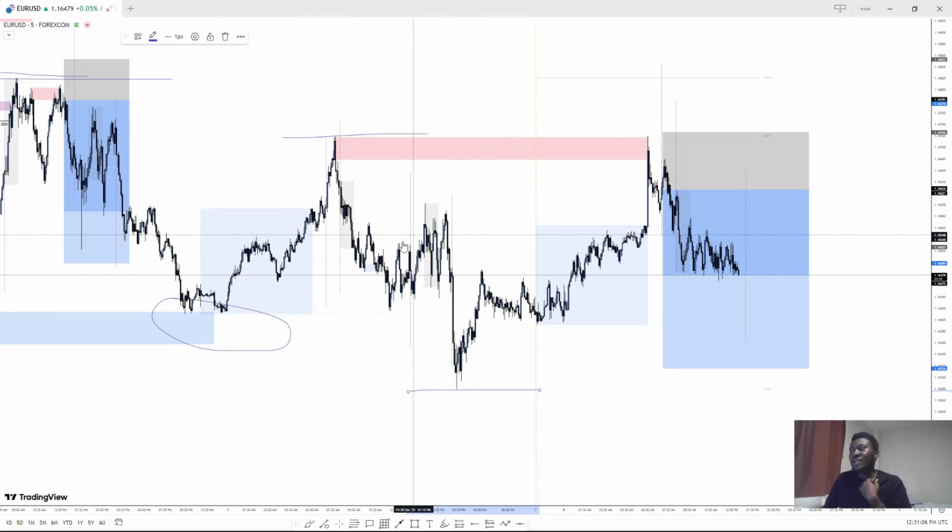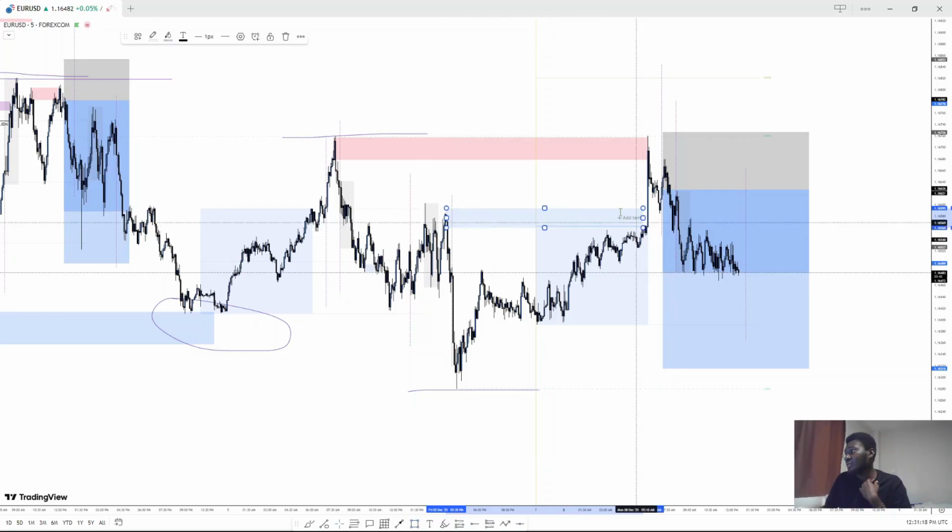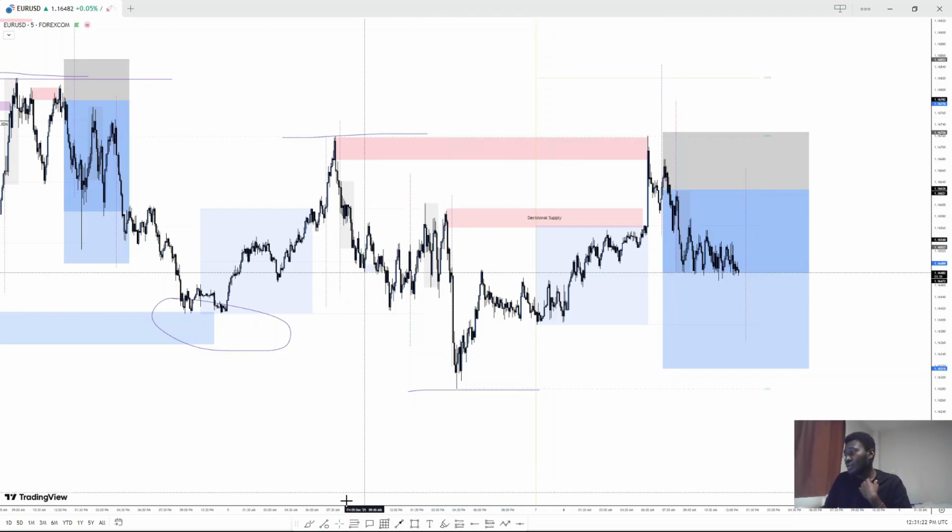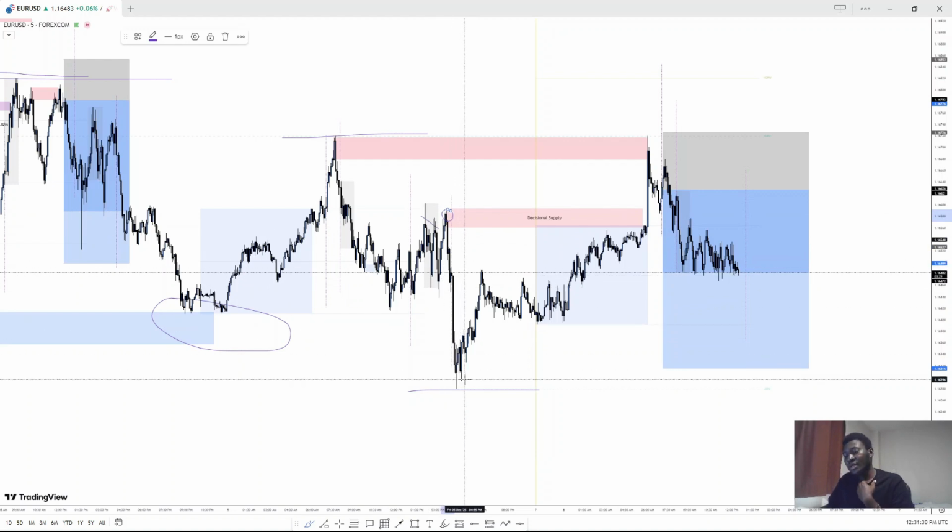Was there a reaction before this low was broken? Yeah, there was a reaction here before this low was broken. Then it means that's my decisional zone. All right, how do we classify our decisional zone? Let's do it. We had a build up, we had an inducement, we had imbalance and an impulsive move. But then what happened?